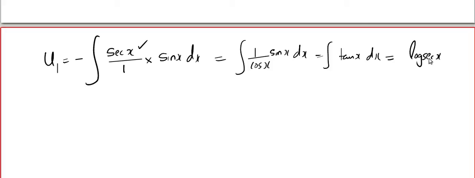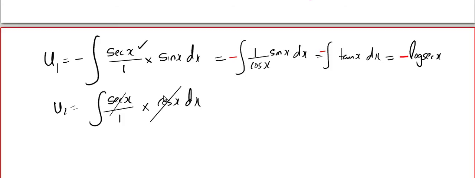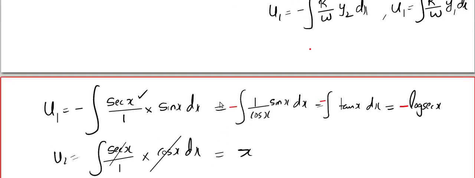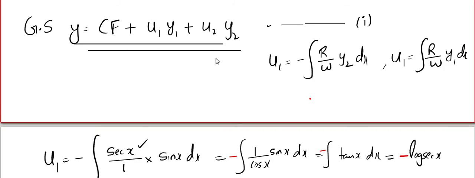By the way, I forgot something. Don't do that. Minus, yeah. That's perfect. Okay, now u2. u2 equal to, here there is no negative. So right side by W, Wronskian is 1, times y1, that is cos x. Wow, sec x and cos x will get cancelled, integral dx is x. So let's plug in everything into equation 1.